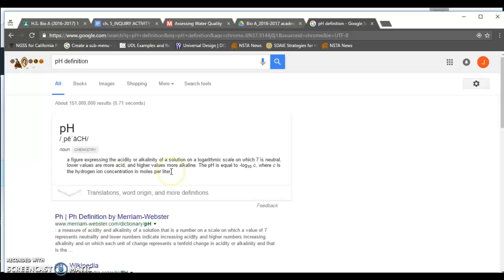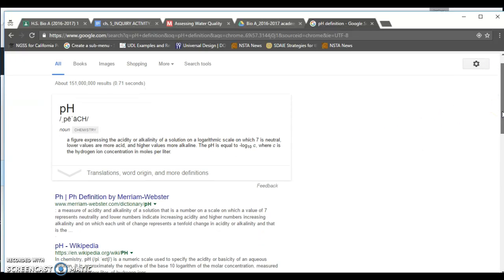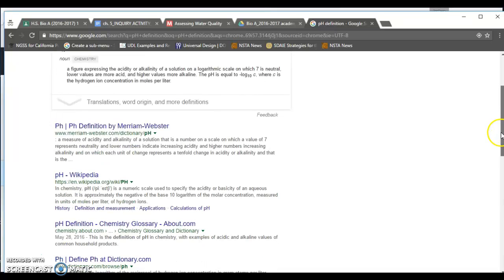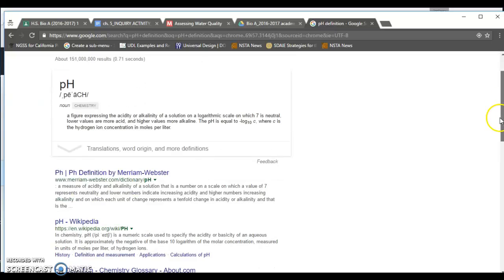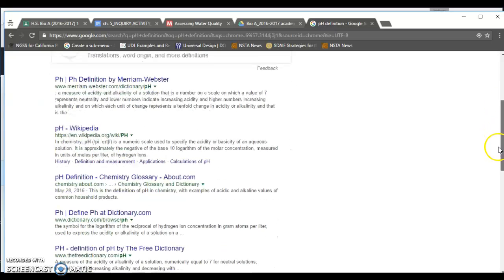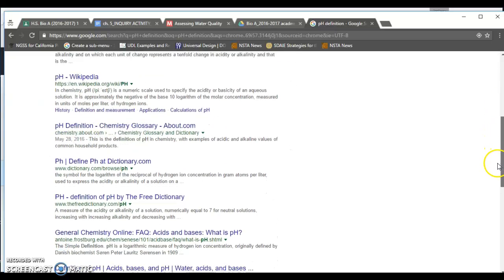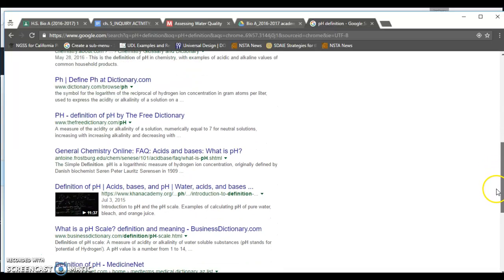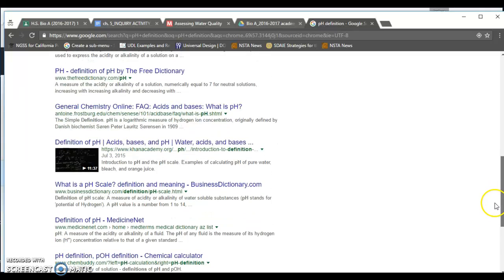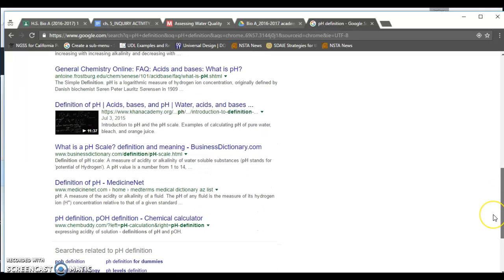So in picking a definition, it's tricky. You want to find one that makes sense to you or helps you understand what pH means the most. So you've got to shop around. Do not pick the first option. You kind of cruise through. And you may or may not find the one you like. If you feel like they're all pretty confusing, you have another choice. You could talk to me and we could discuss it.